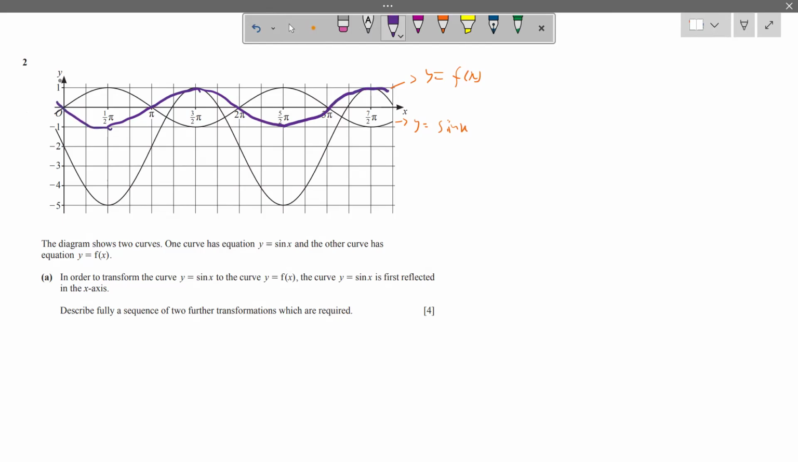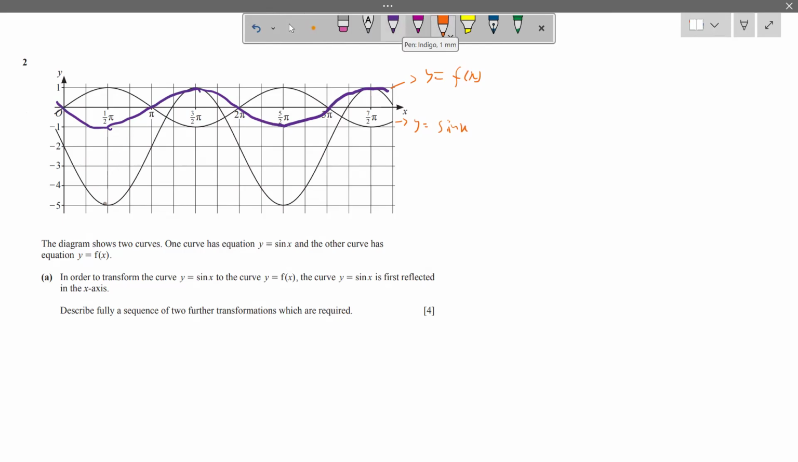Right, so that's the result of the first transformation. What two other transformations should we do in order to obtain the intended function of x? So here, notice that in the function y equals f of x, the amplitude is equal to 3.